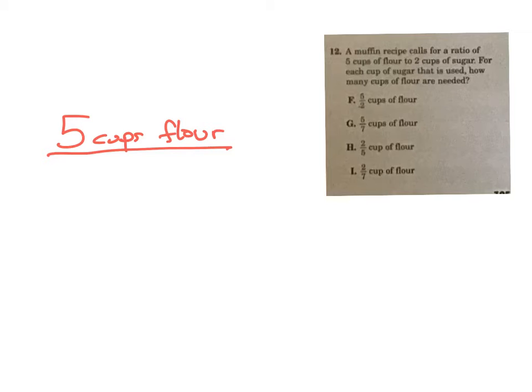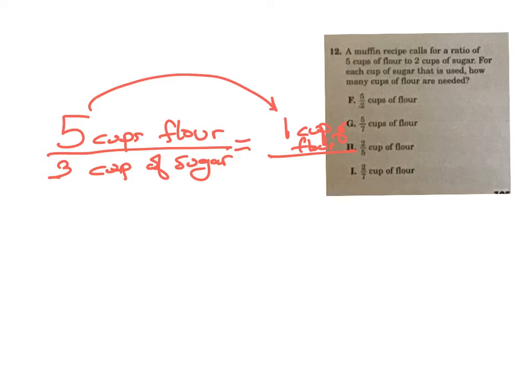And I'm setting this up as a ratio to 3 cups of sugar. Okay, that's my ratio. For every 5 cups, I need 3 cups of sugar. For each cup of sugar that is used, how many cups of flour are needed? So I'm going to set this up. It's asking me if I only need 1 cup of flour. So how do I go from here to here?